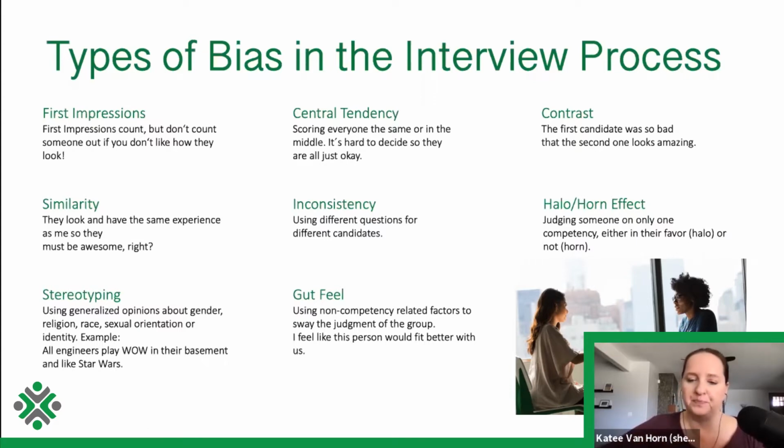The halo and horn effect is basically when you are looking at one competency and one competency alone, and either measuring that in their favor so they get a halo, or measuring that not in their favor so they get horns. So the halo and horn effect can definitely impact you if you're measuring one competency over another. Be thoughtful that you want to have some idea of what those key things are that they need, and consistently focus on those.